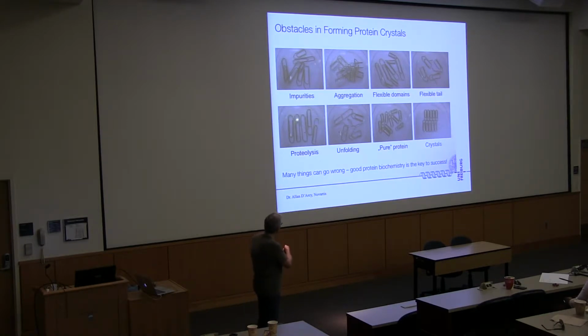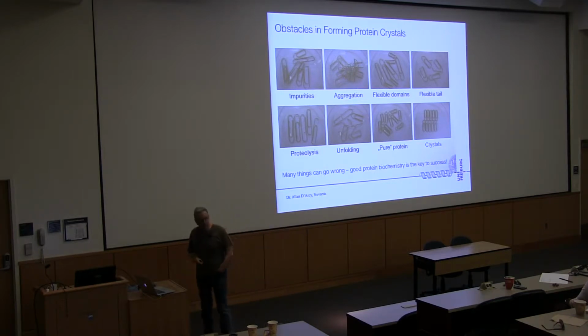If you have proteolysis occurring, if you have partial unfolding, everything that introduces inhomogeneity makes it harder for those proteins to crystallize. Sometimes they still do, but basically your success in protein crystallization depends on your quality as a protein biochemist. It depends on the purity of your sample. So if you have pure protein, you're quite likely to get good crystals in the end. Okay, now what is a crystal?